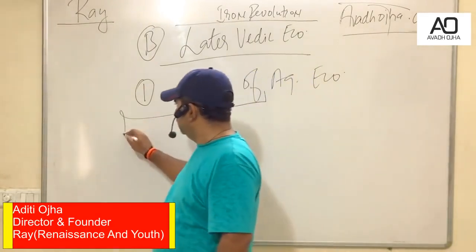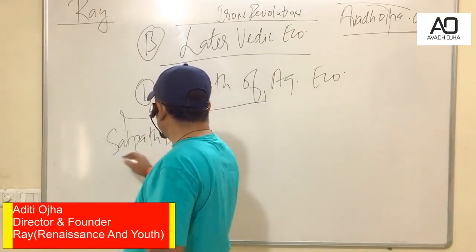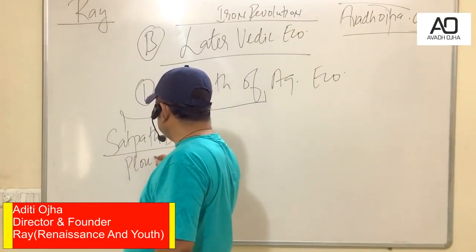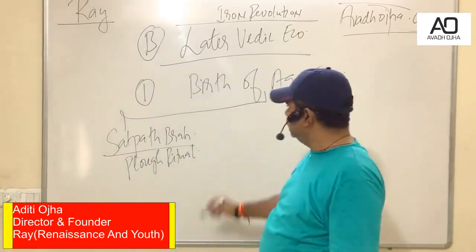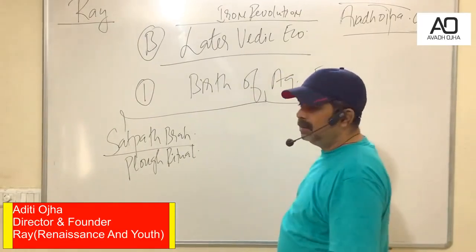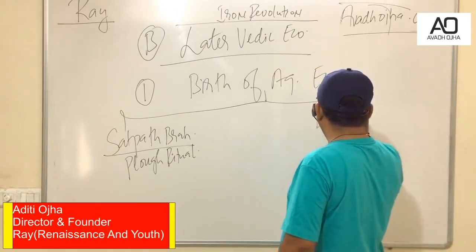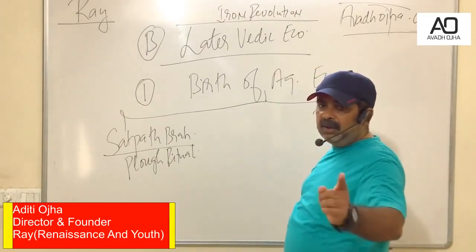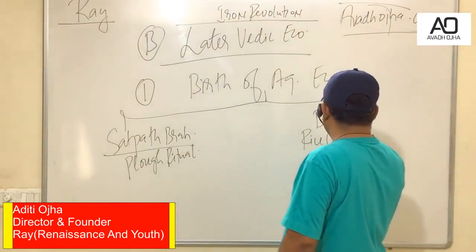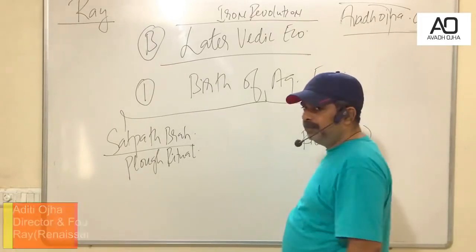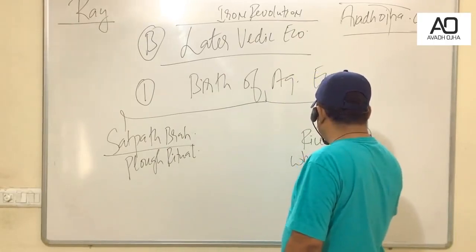Evidences. Shatpat Brahman talks about plow ritual. Example, other than barley, archaeological and literary evidence of rice, which was called brihi, wheat, lentils.